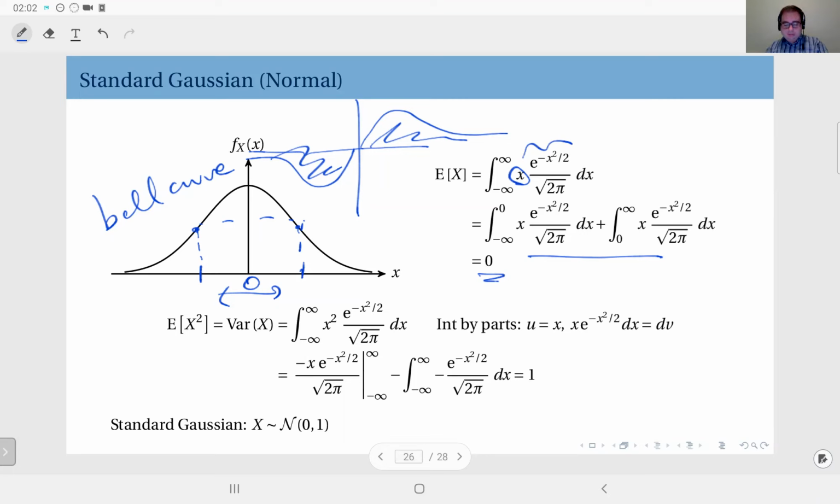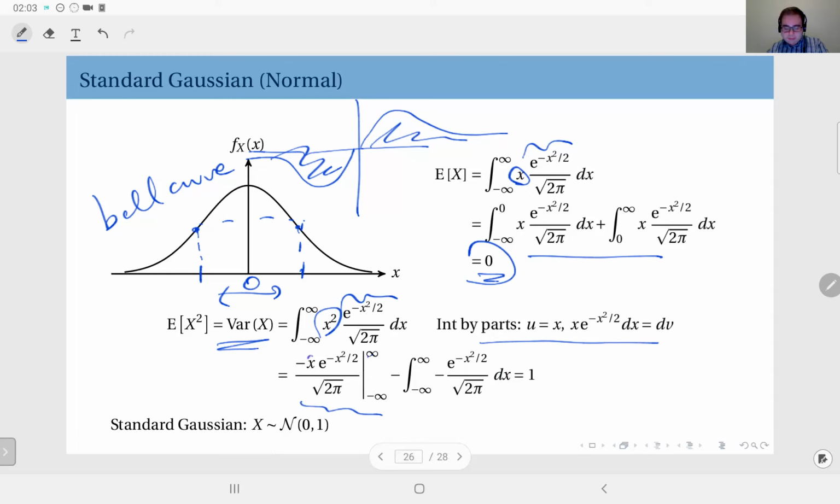Next, let's look at the second moment. This is exactly equal to the variance because the first moment is 0 anyway. So you just compute this integral where you have the PDF here and you have x squared. And here, again, I'm not going to do it, but by integration by parts, using this configuration, you obtain this result. And this here, evaluated at infinity and minus infinity, you get the same result.